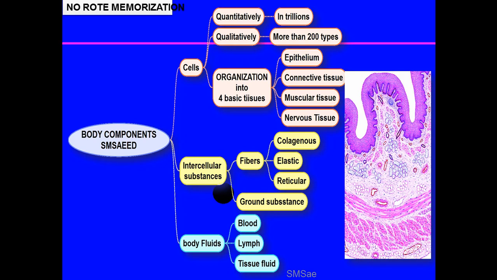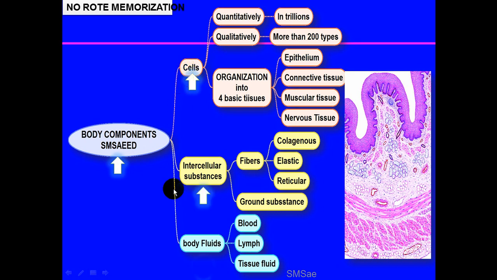Now we start with this slide. The title here you have, what are your body components? The components of your body. What are you made up of? You are made up of three components. One is the cells. You are made up of cells.